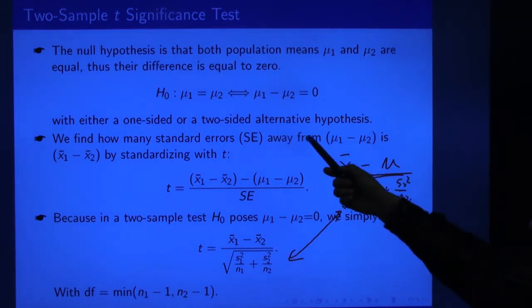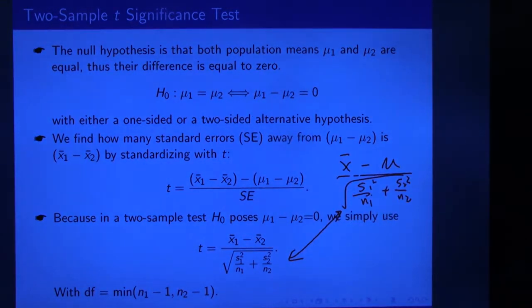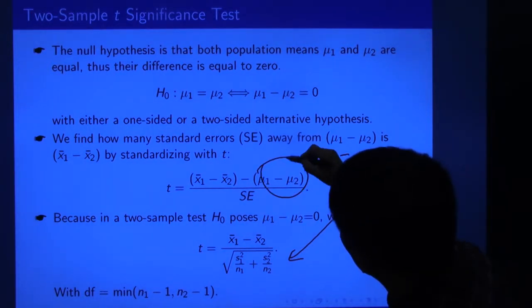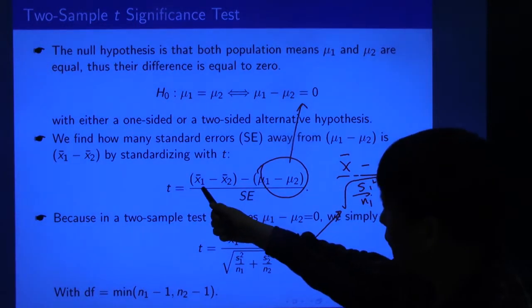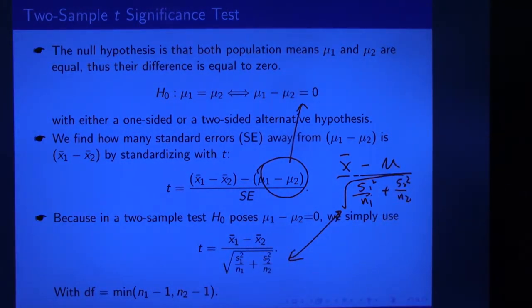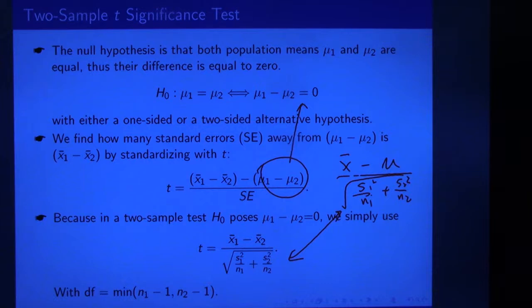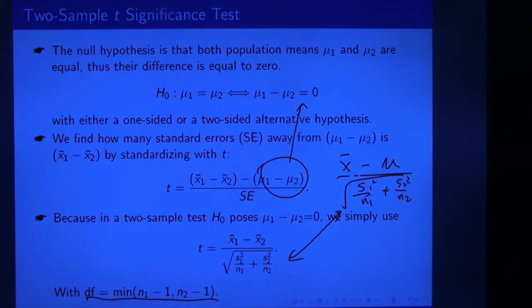Because H0 is mu1 equals mu2, or equivalently mu1 minus mu2 equals 0, this mu1 minus mu2 will be equal to 0. So that means on the top we have only x1 bar minus x2 bar. And on the bottom, that is the standard error. And don't forget the degree of freedom equals the smaller of n1 minus 1 and n2 minus 1.